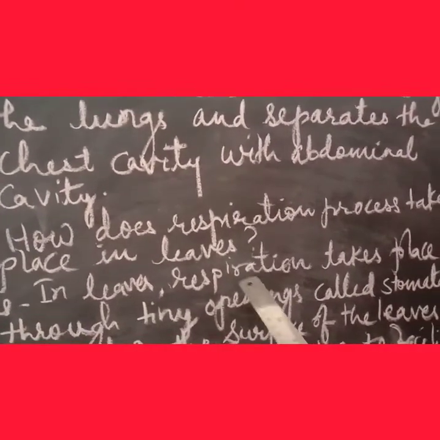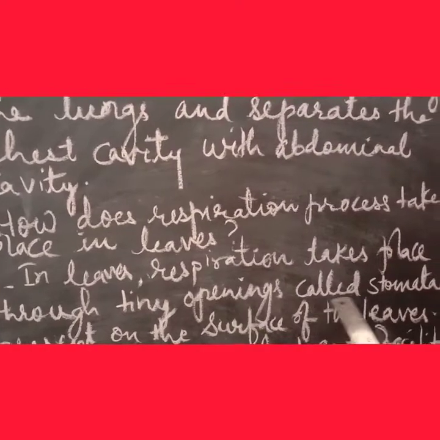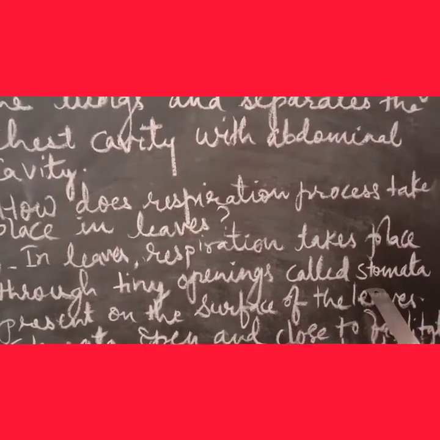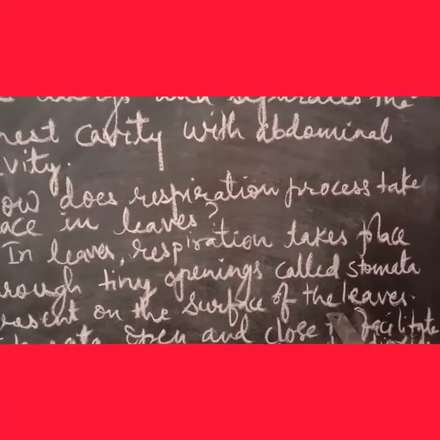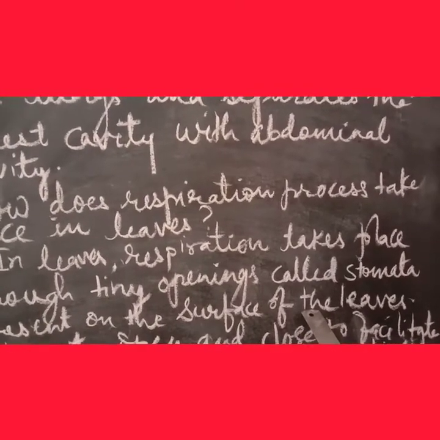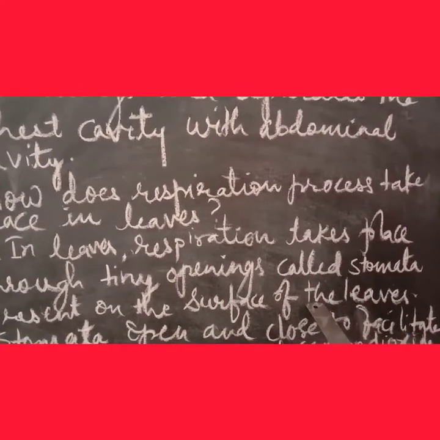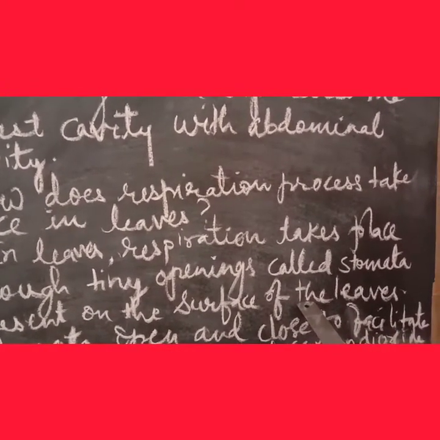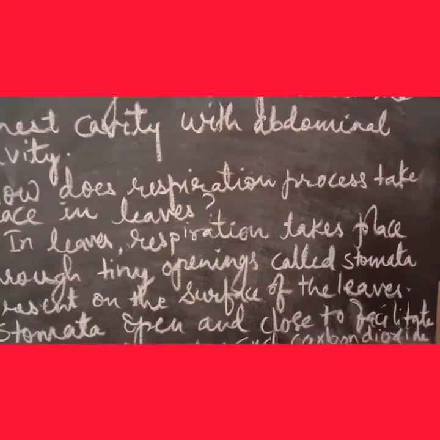In leaves, respiration takes place through tiny openings called stomata, and we all know that stomata are present on the surface of the leaves. In case of narrow leaves, stomata are equal in number on the upper surface and the lower surface, but in case of broad leaves, stomata are present much more on the lower surface as compared to the upper surface.